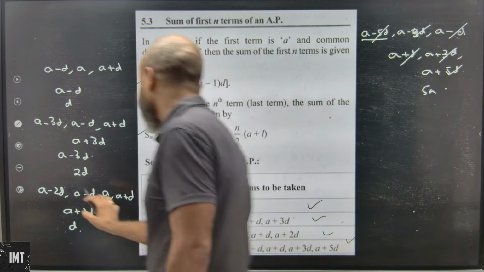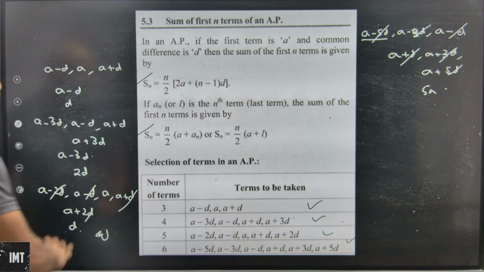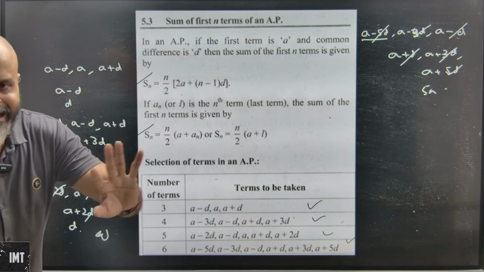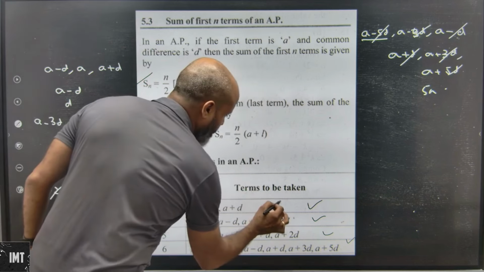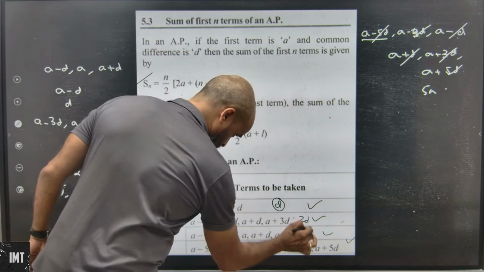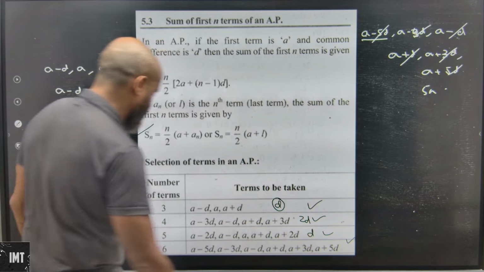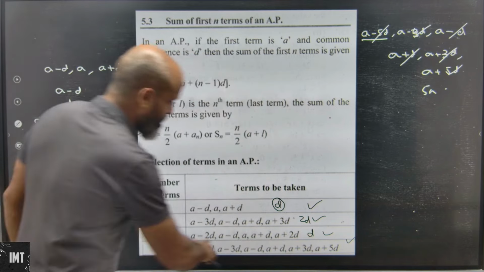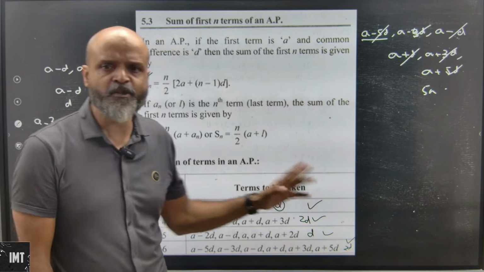Obviously, when you add this, all of these get cancelled. What you get is 4A and so on. Just look at the pattern and understand it. If it's 3 terms, then the common difference is D. If it is 4 terms, then the common difference is 2D. If it is 5 terms, again the common difference is D. If it is 6 terms, then the common difference is 2D. Just memorize it in this way.